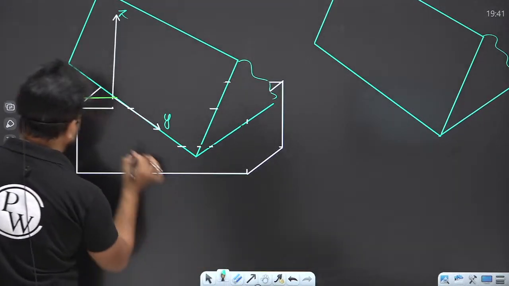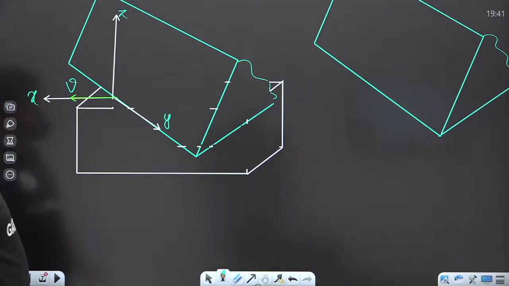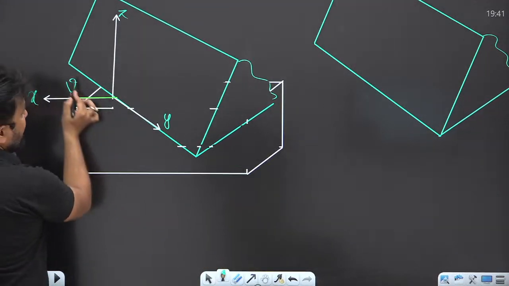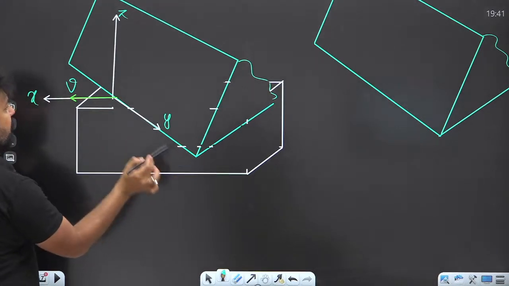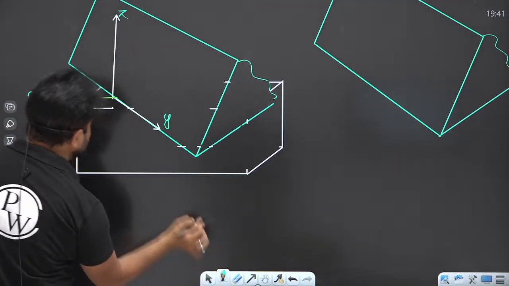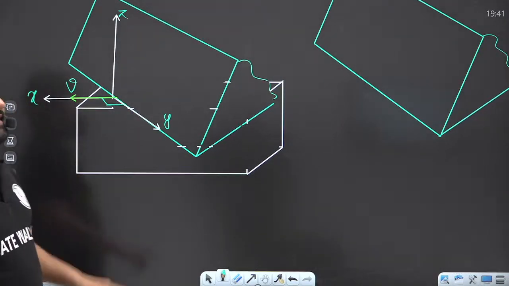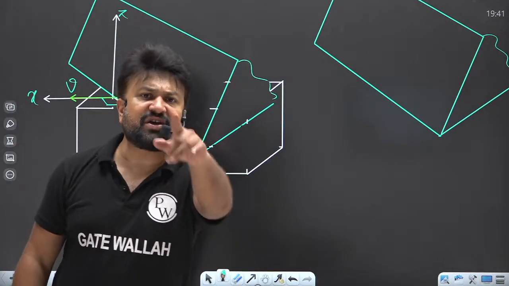This is the cutting velocity. And here you can see cutting velocity is along the x-axis, and the cutting edge of the tool lies along the y-axis. So the angle in between the cutting velocity and cutting edge is what? 90 degrees, yes or no?